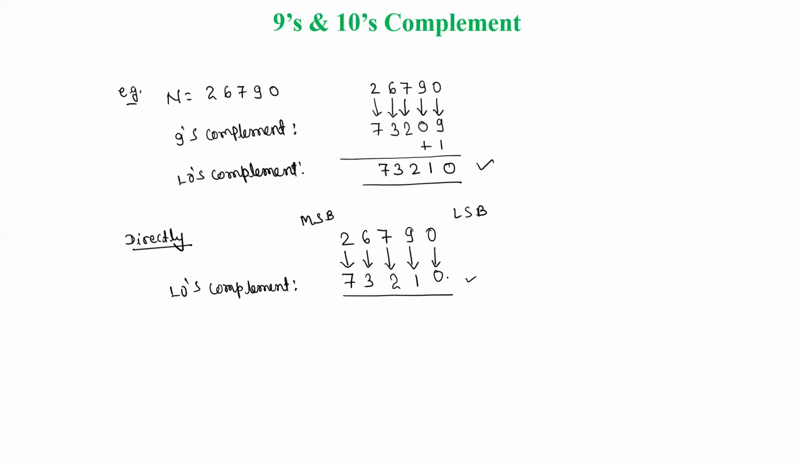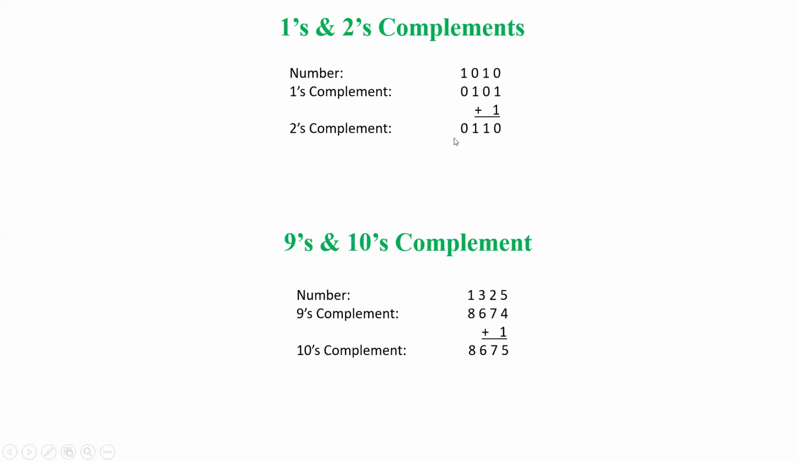How are we going to perform these complements? Here we have 9's and 10's complements. Similarly, we have 1's and 2's complement. The number given here is 1, 0, 1, 0. What is the rule to obtain the 1's complement? Change 0 into 1 and 1 into 0. So this 0 is changed to 1, 1 is changed to 0, 0 is changed to 1, 1 is changed to 0. This is the 1's complement.